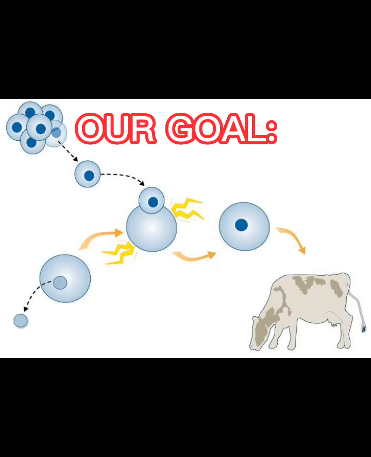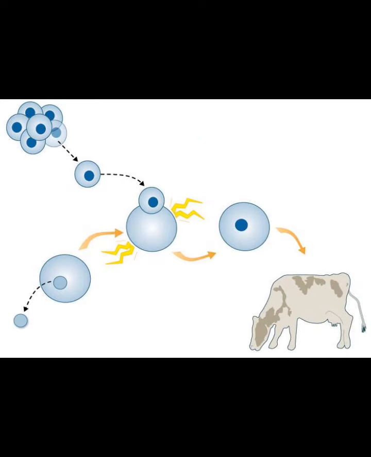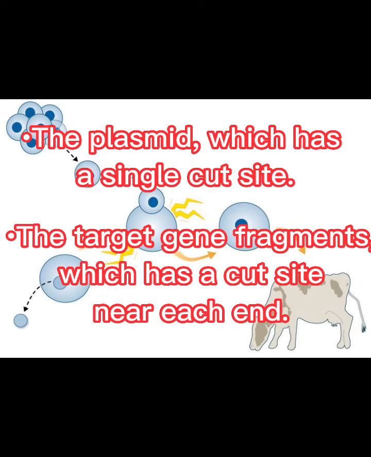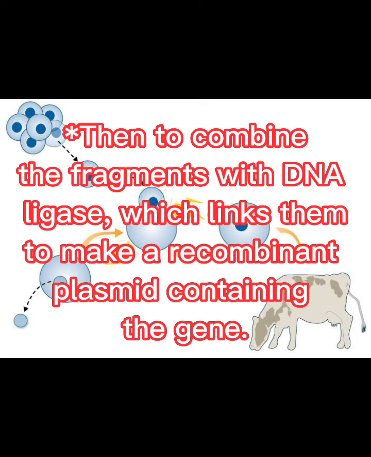Our goal in cloning is to insert a target gene into a plasmid. The plasmid has a single cut site, and the target gene fragment has a cut site near each end. Then we combine the fragment and plasmid with DNA ligase, which links them to make a recombinant plasmid containing the gene.